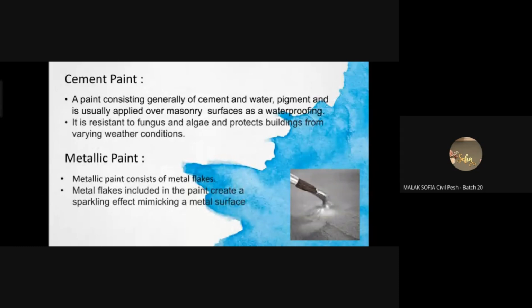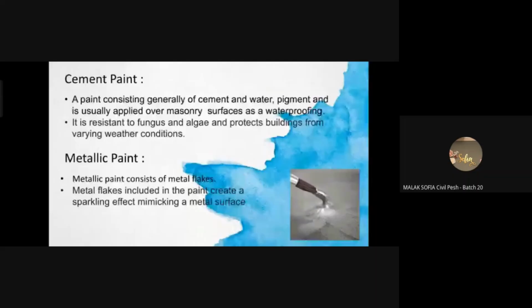Then we have the metallic paint, which is a miscellaneous paint. It contains metal flakes. Metal flakes are actually small thin pieces of metal which are cut off from thin sheets of metal. In terms of metals, it can be either zinc, silver, etc. The metal flakes in these paints create a very sparkling effect. Thus, this paint mimics the metal surface once it is applied.